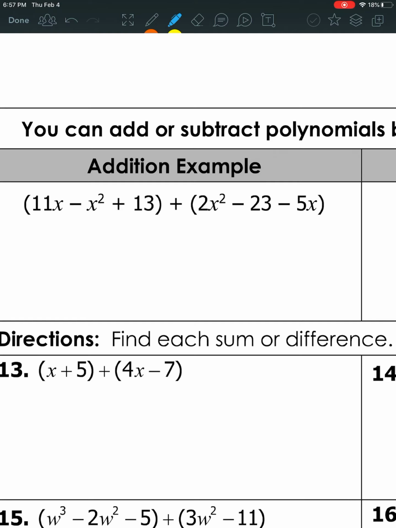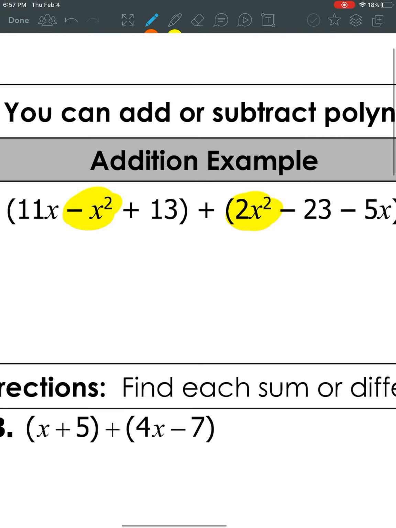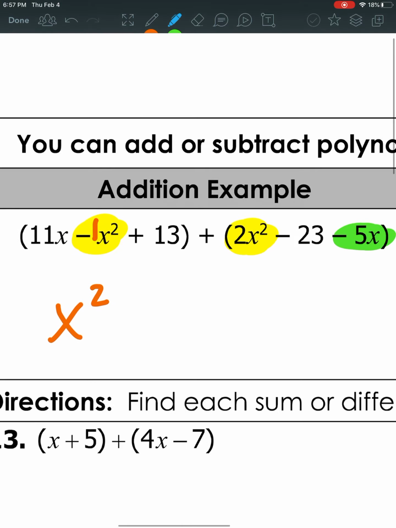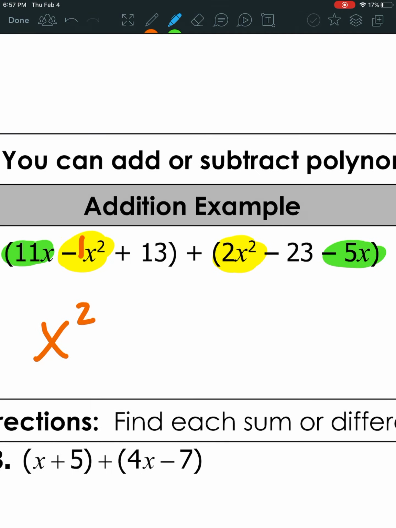When polynomials are separated by a plus sign, we can simply go through and find common like terms and add those together. So I'm going to start with the highest degree. So I have a negative x squared, and then I have a 2x squared. Those have the same variable, the same exponent, so we can combine those. Remember, there is a negative 1 in front of that, so negative 1 plus 2, we get 1x squared, or simply x squared.